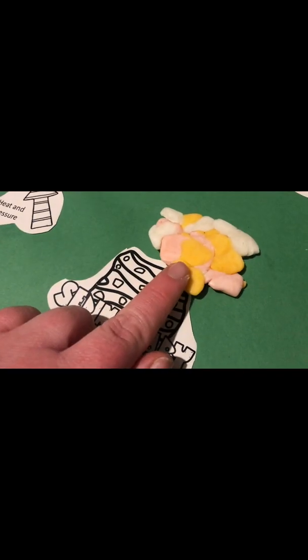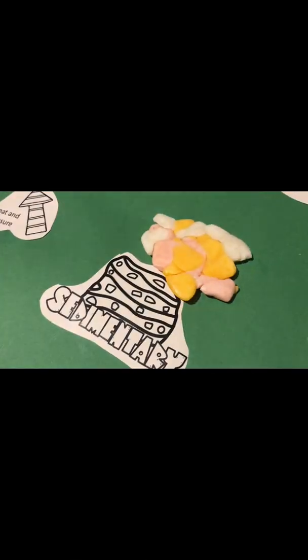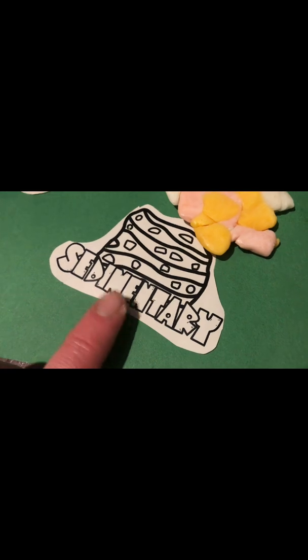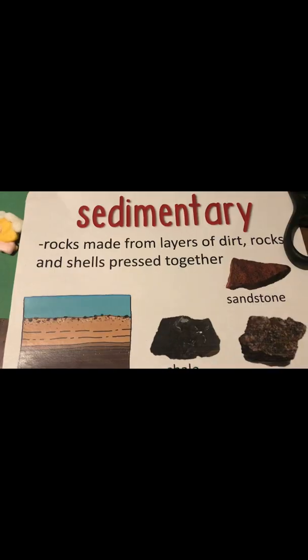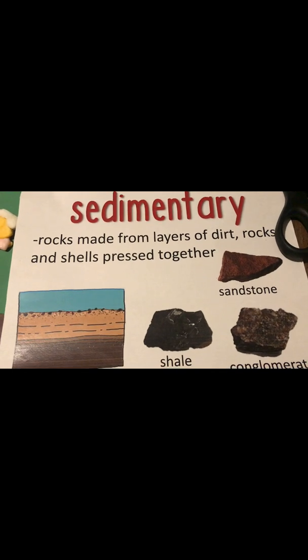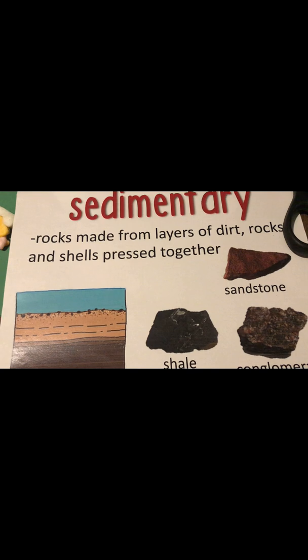Once you begin to build up your layers on the top of these ones, you have made a sedimentary rock. And a sedimentary rock, children, is a rock made from layers of dirt, rocks and shells all pressed together.